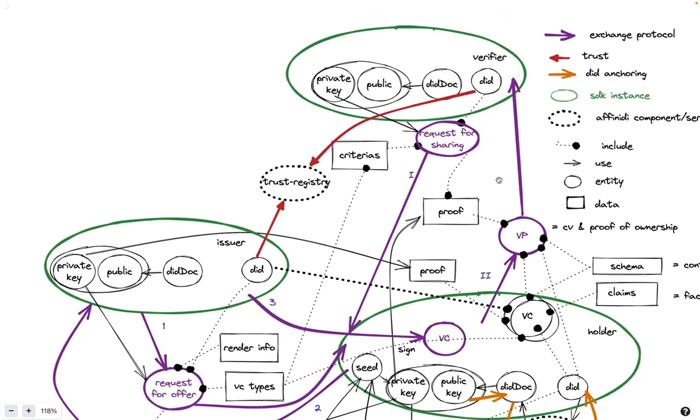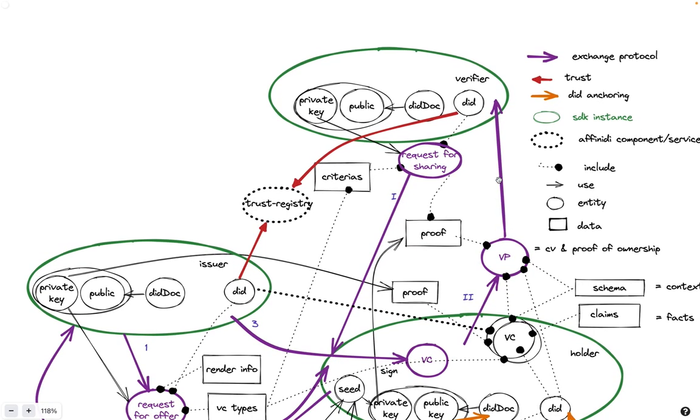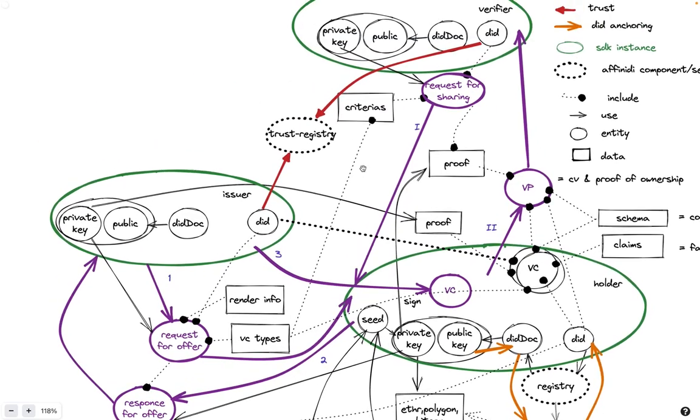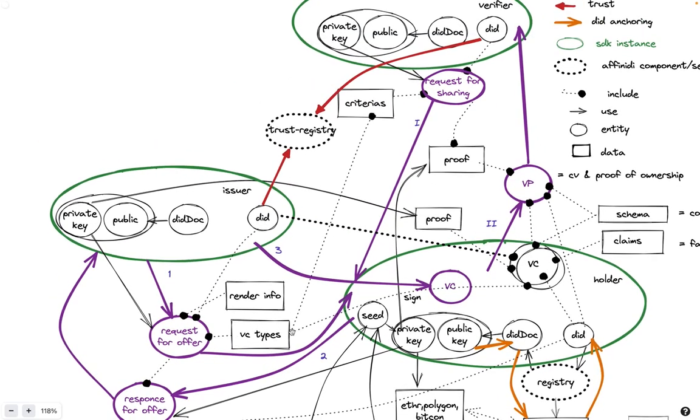But let's imagine that we have a verifier that wants to get some data about you. So he forms the request for sharing. He forms the criteria, what kind of VCs he wants to see, and one of the criteria, for example, could be the VC types. And he signs it with his private key, includes his DID in the request for sharing, and sends this request for sharing to you.